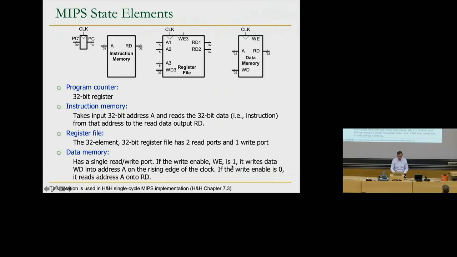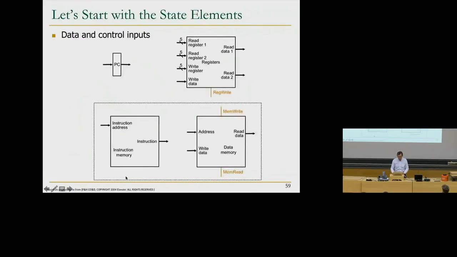Basically, if the write enable is 1, the data memory automatically takes the write data and writes it into the address. If the write enable is 0, it reads the address A onto read. But in this case, I'm going to also have a signal saying memread to explicitly specify that.